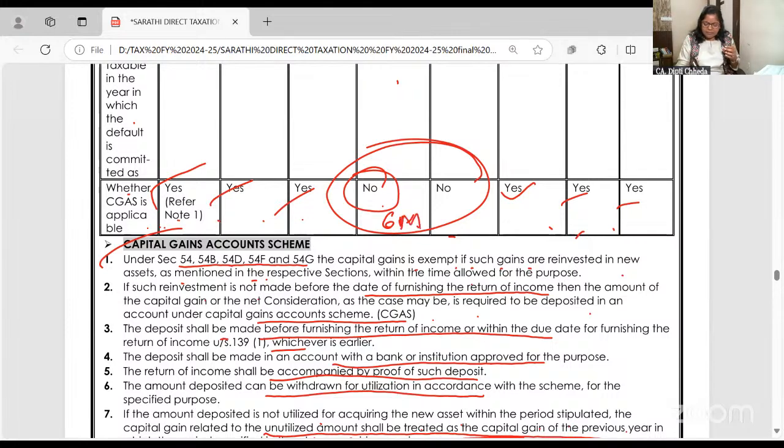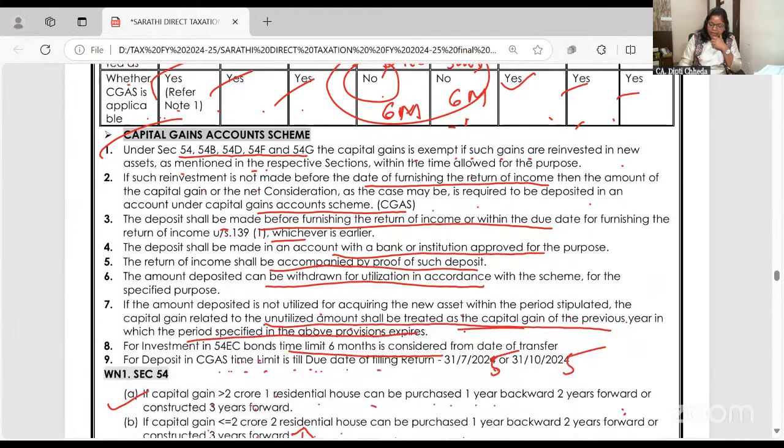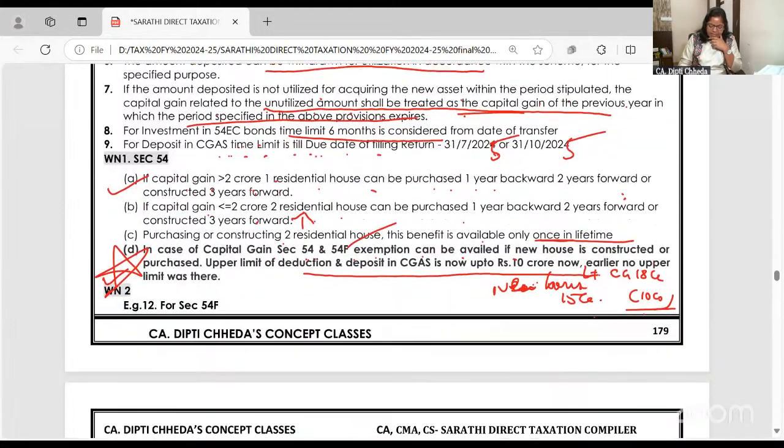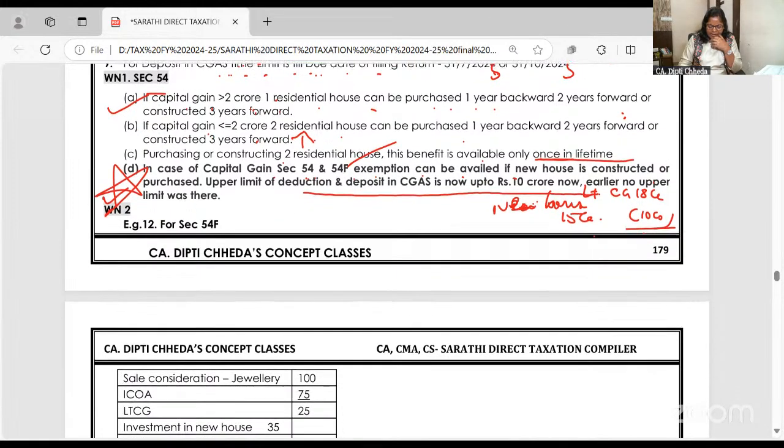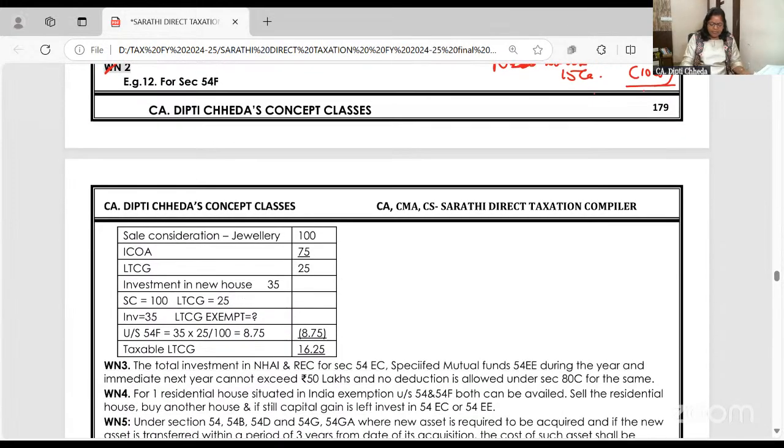And 54EE. Write again, 54EC, 54EE. For mutual fund and bond purchases, you don't need this. Okay, right. CGA scheme, what it is, I told you. Only when you buy the house, more than 10 crore deduction is not available, and 2 crore is one limit. 54EC is again explained in the same way.